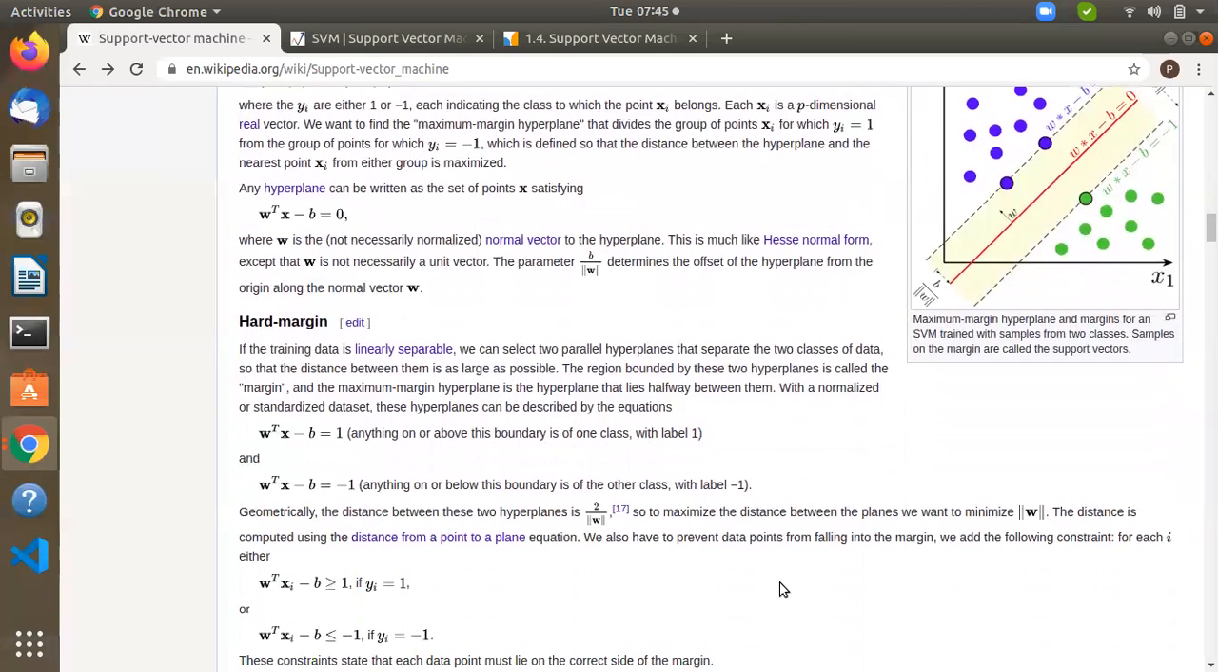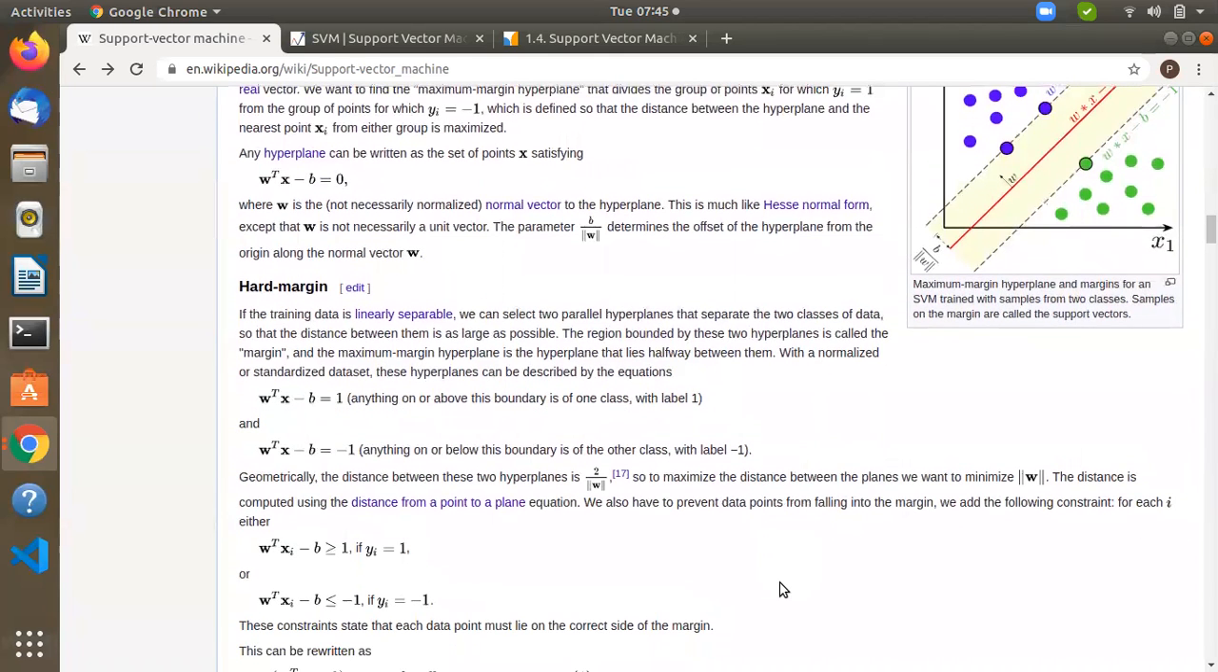Here we have two case scenarios. If w transpose x minus b is greater than or equal to 1 when y of i is equal to 1, in the sense that the straight line value will always be greater than or equal to 1 if y of i is 1. If y of i is 1, then this particular value is always 1.